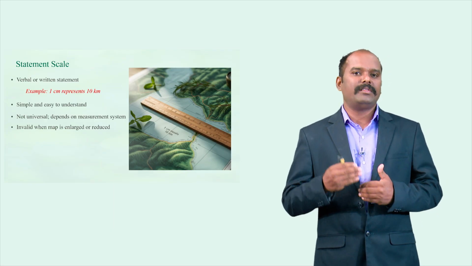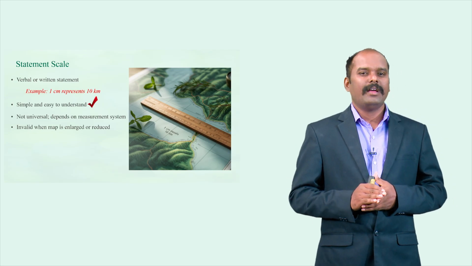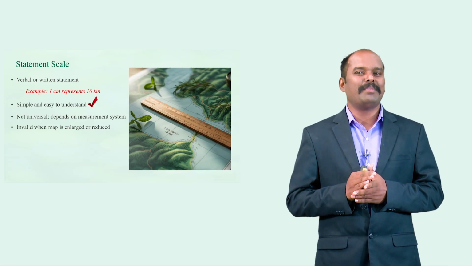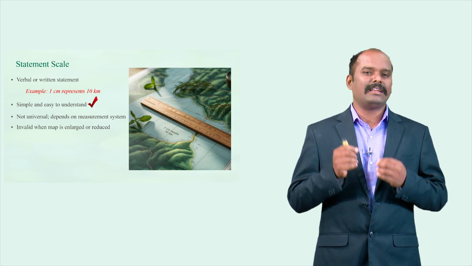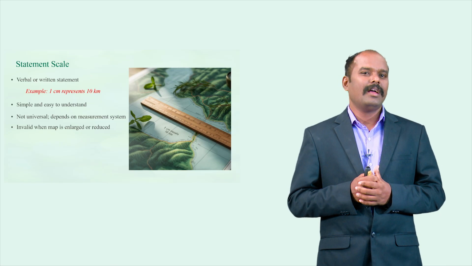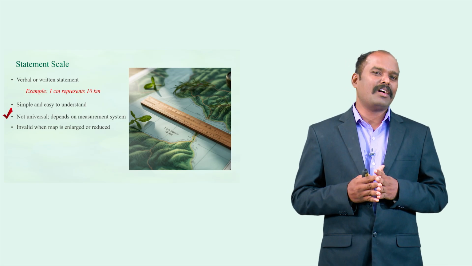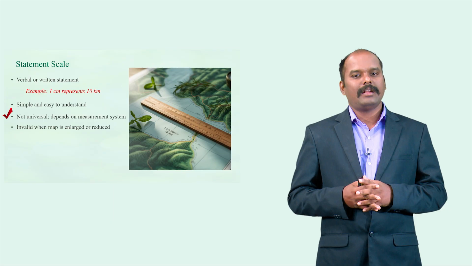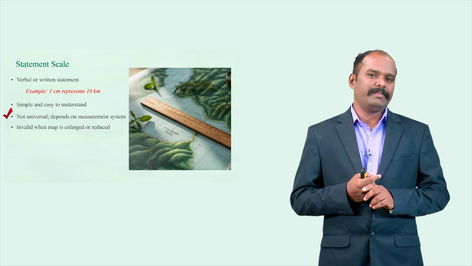Another important feature of this statement scale is that it is very simple and easy to understand. A layman, a student from another department, English department or French department, who has very little knowledge about cartography, can easily understand the scale of the map, because it is written in a sentence. Okay. But there are 2-3 drawbacks. The major drawback is that it is not universal. It is not followed by other cartographers, other countries' cartographers. It depends on the measurement system.